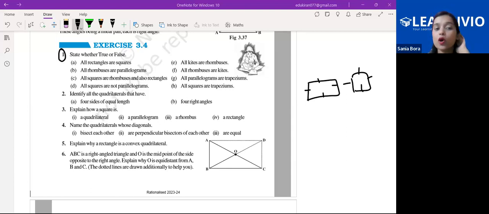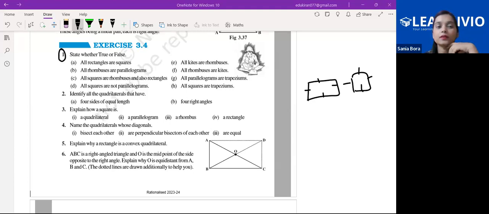Then D1, all squares are not parallelograms. Is it false? Explain one more. D1 would be false, right? All squares have the same properties of a parallelogram. So all squares are parallelograms.